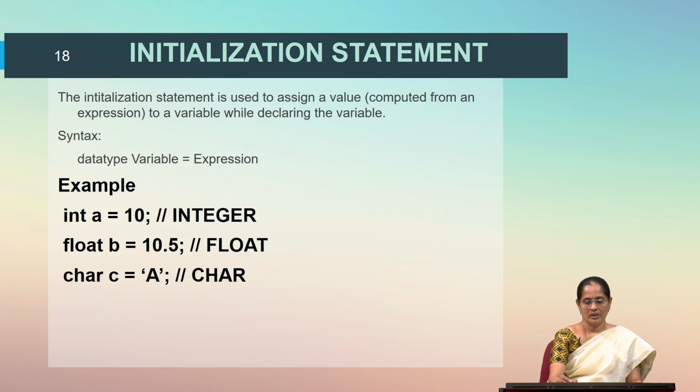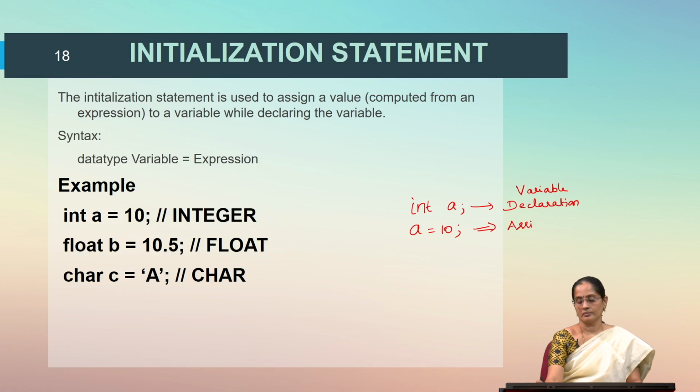And coming to the initialization statement. What is an initialization statement? The value to a variable can be assigned at the time of declaration itself. Actually, in the previous slide we have seen that int A is a single statement, and then A equal to 10 is again the assignment statement. So, this statement is called variable declaration, and this statement is called assignment statement.